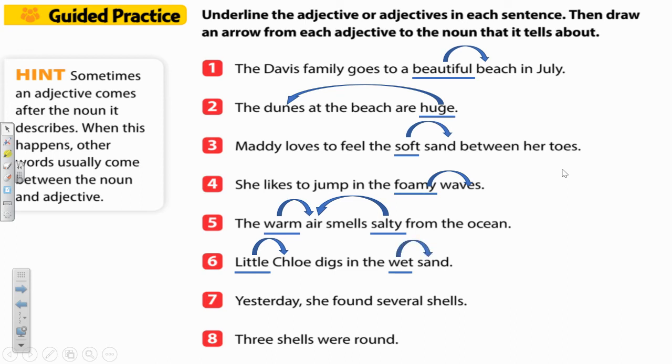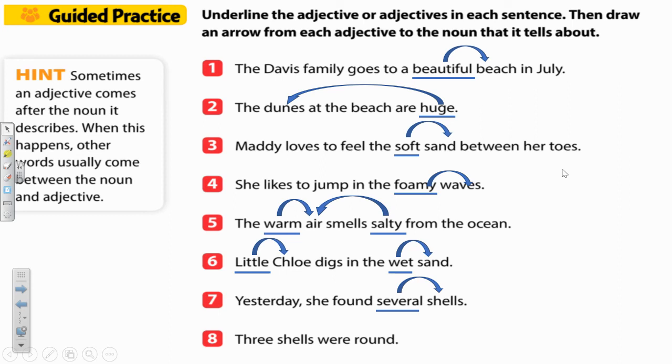Number 7. Yesterday she found several shells. So far, all of these adjectives that we've underlined up above were describing what kind of something. But don't forget, adjectives could also describe how many. So do you see a word in this sentence that describes how many? Yes, several. Several is describing how many shells there are.